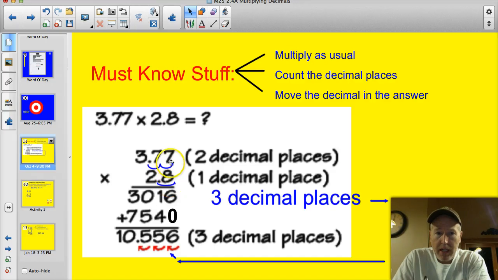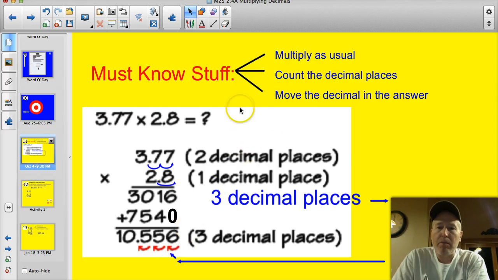I started here at the 8. 8 times 7, 8 times 7, 8 times 3. I got 3,016. And I zeroed down. And then I multiplied 2 times 7, 2 times 7, 2 times 3, and I ended up with 754 plus the 0 was 7,540. I added those two together and I got 10,556. All of that was just multiplying as normal.